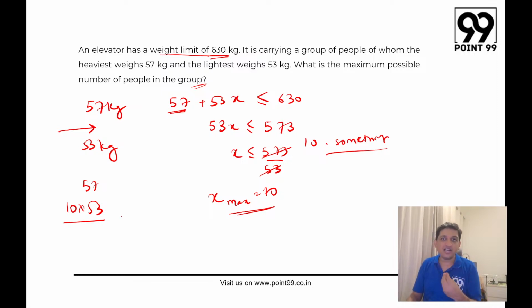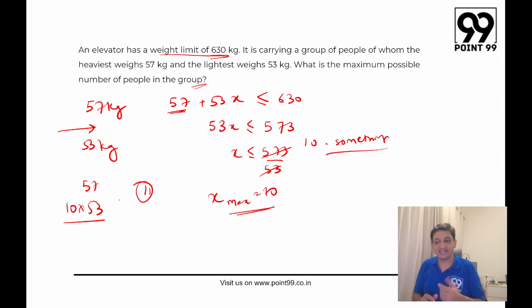But if you want to look at efficiency, the most efficient solution could be जहाँ पे 53 के 10 लोग हैं and 57 का कोई तो एक इंसान. So that could also be a way of doing it. So there are multiple ways possible, but the maximum number of people cannot go beyond 11. 11 के आगे नहीं जा सकते. ठीक है, so the correct answer here is 11.